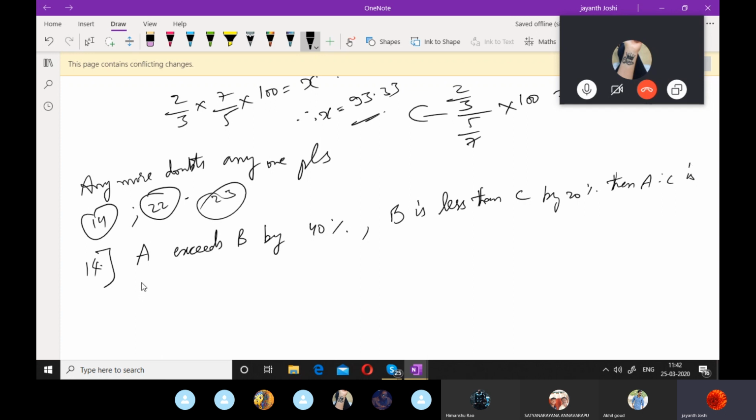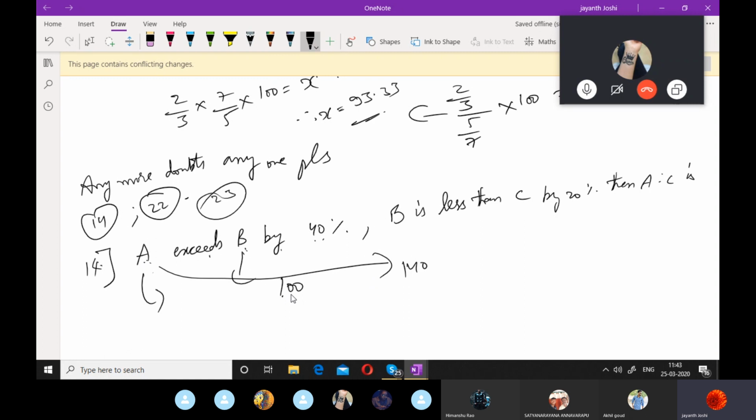So now how to do this question? Suppose A exceeds B by 40%. So if I take B as 100, A would be 140. A exceeds B by 40%. So since A is bigger than B, I can take B as some value, because B's value will decide A's value. If I have B's value, I can really get A's value, because A is higher than B by 40%. That's what the question data is. So if I take B as 100, I will get A as 140.